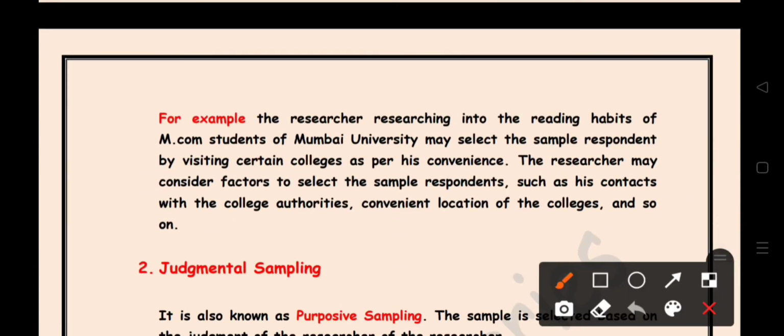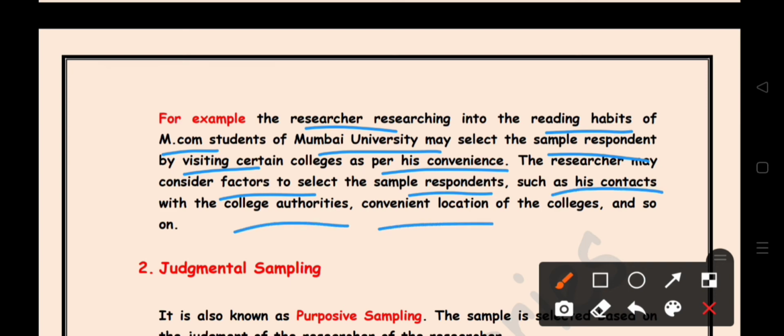For example, a researcher researching the reading habit of the MCOM students of the University of Mumbai may select sample respondents by visiting certain colleges as per his convenience. A researcher may consider factors to select sample respondents, such as his contacts with the college authorities, convenient location of the colleges. Okay.